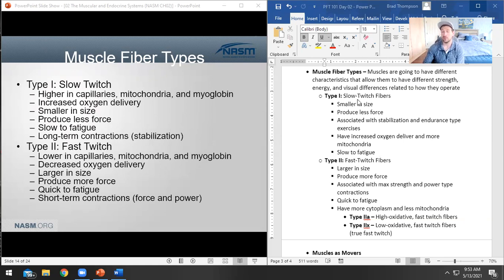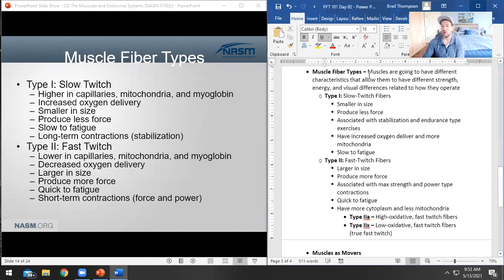So when we look at our muscle fiber types and these biologic characteristics, your muscles are going to have different characteristics that allow them to have different strength, energy levels, and obviously visual differences, right? So there are two major categories, and then there's a subcategory here.